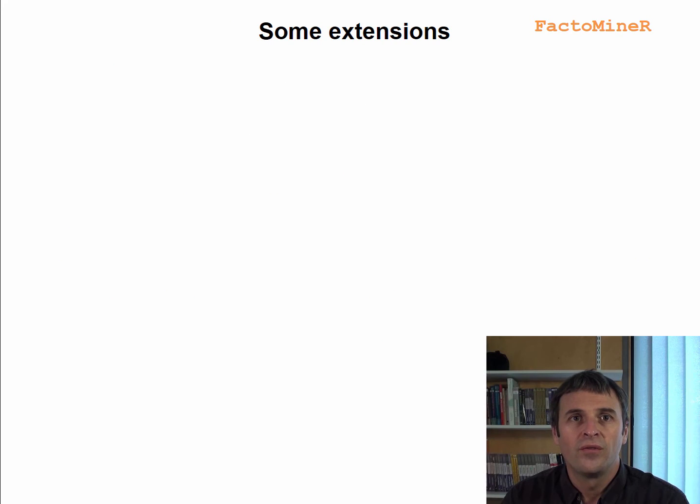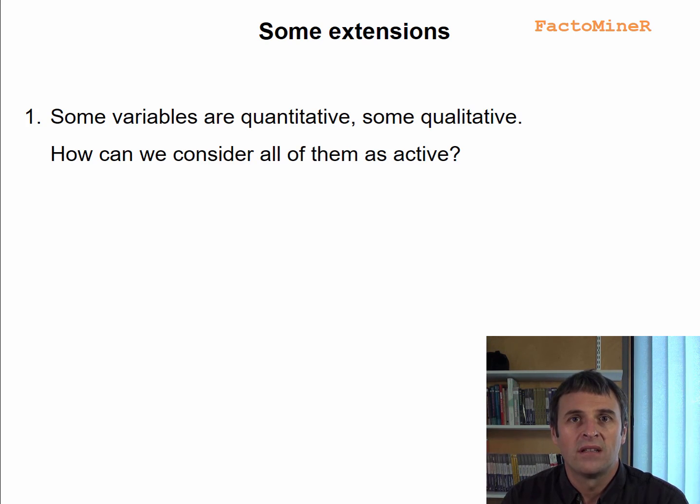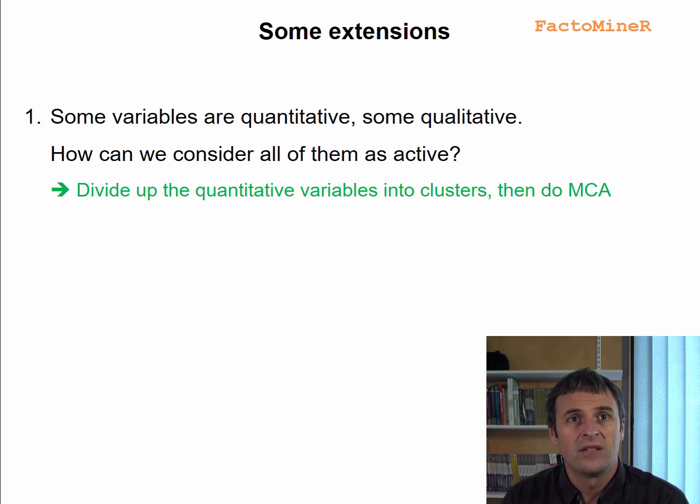Now, let's talk about a few direct extensions of these factor analysis methods. Firstly, it may happen that some variables are quantitative while others are qualitative in the same dataset, and we want all of them to participate in the construction of the axes. That is, we want all of them to be active variables. How can we manage this? A first idea is to divide up the quantitative variables into classes. In this case, we are left with only qualitative variables as active and can run an MCA.